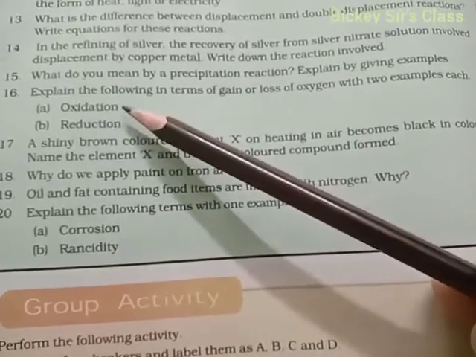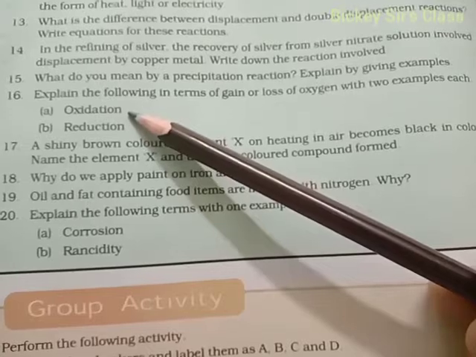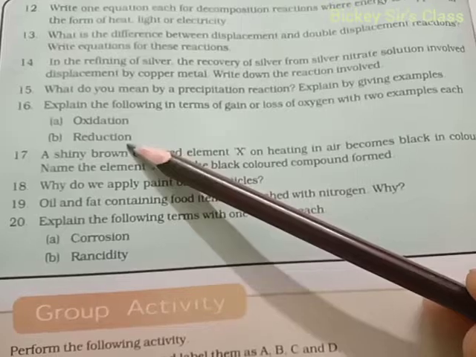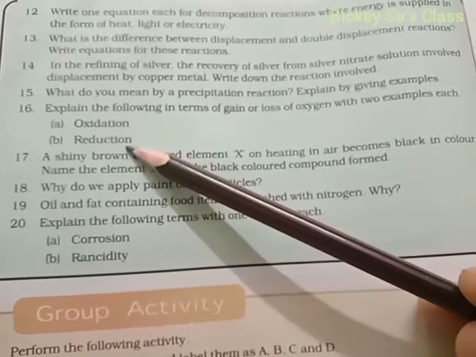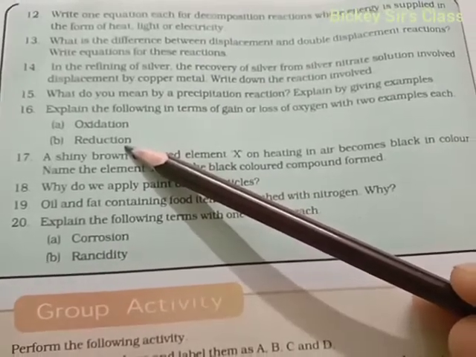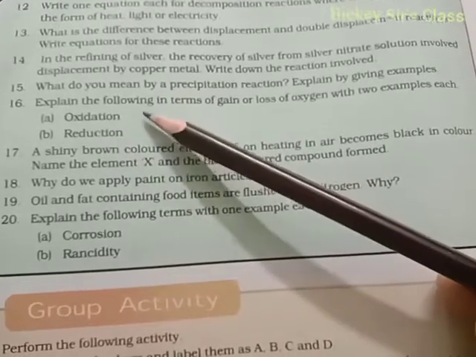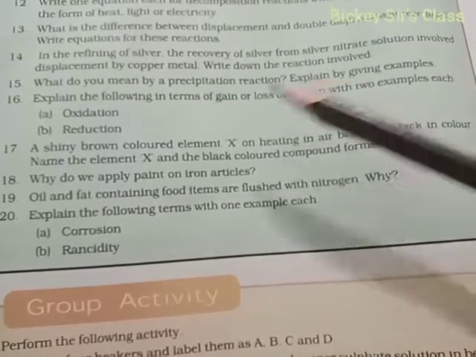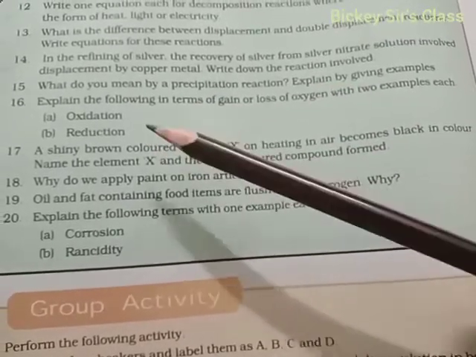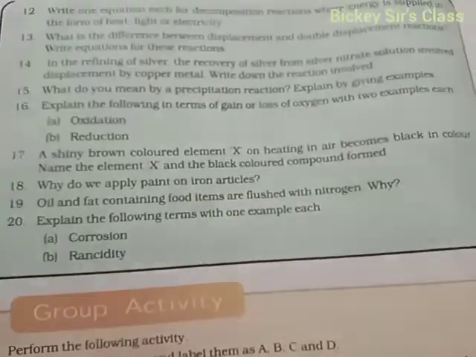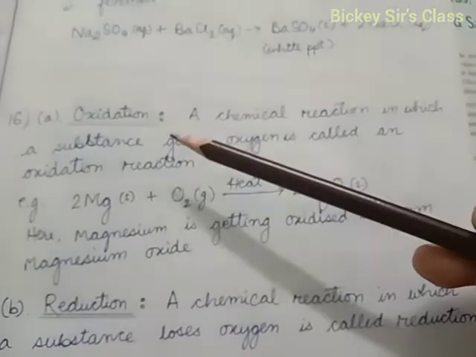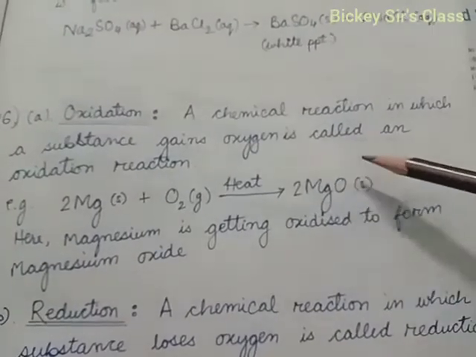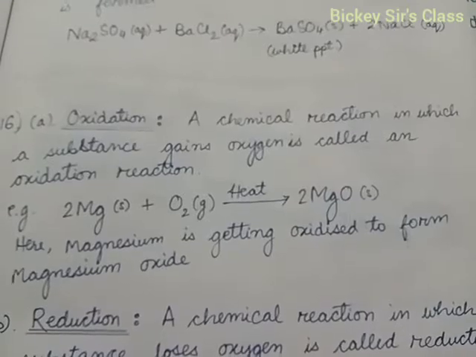So we know that oxidation is a process in which a substance gains oxygen or loses hydrogen, while reduction is just the opposite. In reduction, a substance loses oxygen or gains hydrogen. Now since it is mentioned here to explain in terms of gain or loss of oxygen, we can simply mention the oxygen part. That would also be a complete answer. So what is oxidation? I have written one answer. Oxidation: a chemical reaction in which a substance gains oxygen is called an oxidation reaction.